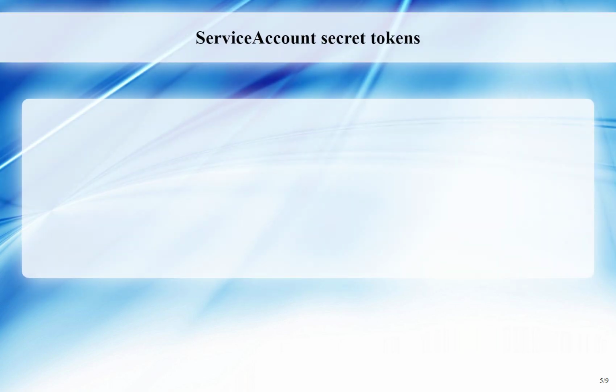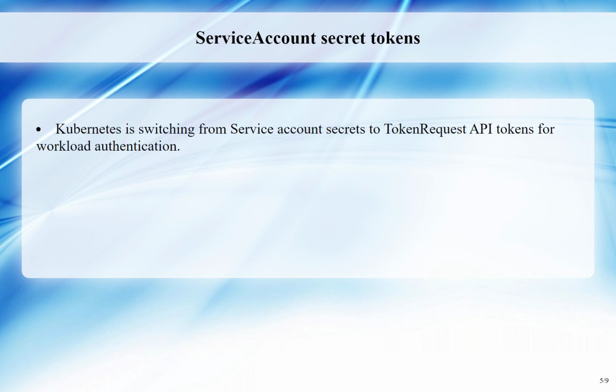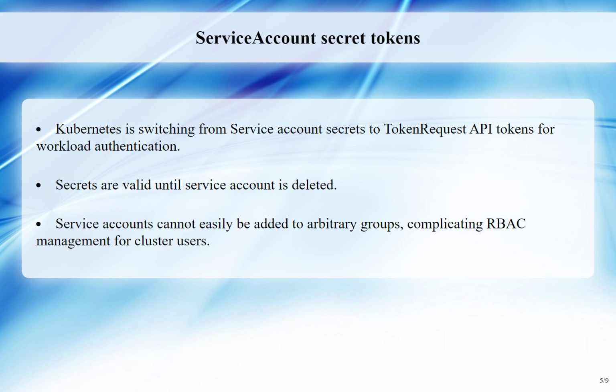Service account secret tokens. In Kubernetes, service account secrets are being replaced with Token Request API tokens as the default option for workloads to authenticate to the API server. These secrets do not have an expiry and remain valid until the associated service account is deleted. They are visible to any cluster user who can read secrets in the namespace they are defined in, and service accounts cannot be easily added to arbitrary groups, complicating RBAC management.